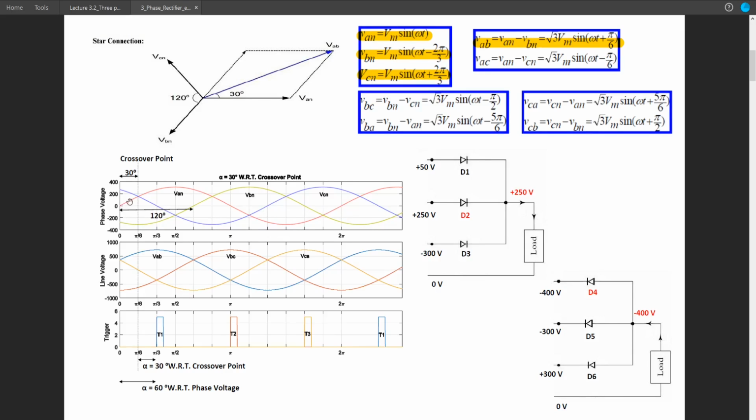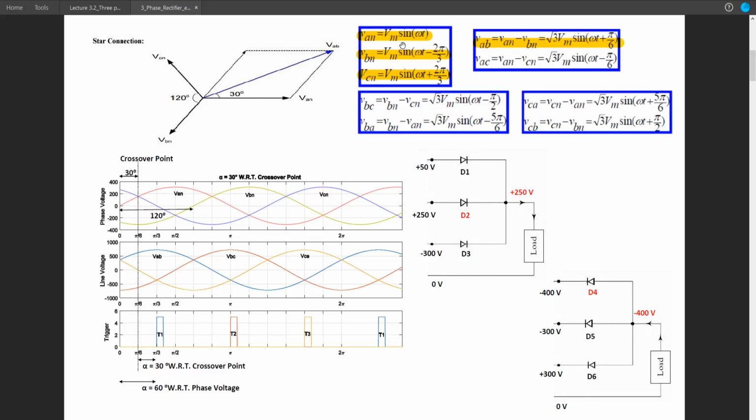Here the total cycle is divided between 12 blocks, so each block is 30 degree apart. So in this case the gap between VAN to VBN is 4 blocks and VBN to VCN is 4 blocks.